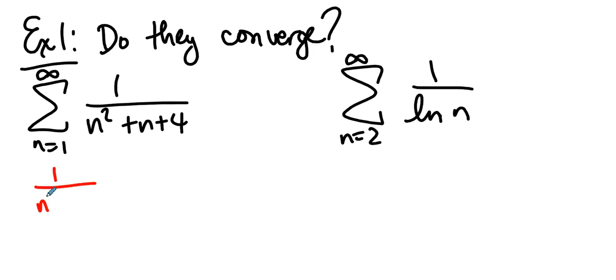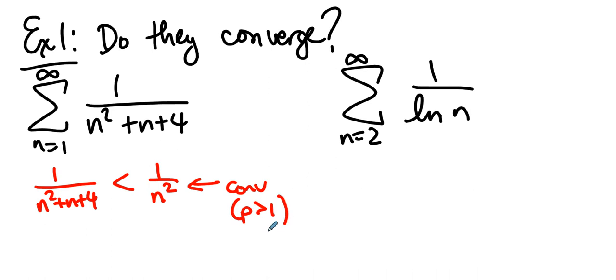We know that 1 over n squared plus n plus 4 is less than 1 over n squared because their numerators are the same and this denominator is bigger. Well, we know what this does. This converges because it's a p series and p is greater than 1. So here we're adding smaller numbers than these numbers. And these numbers settle down, so these numbers settle down by direct comparison with the sum of the 1 over n squareds.